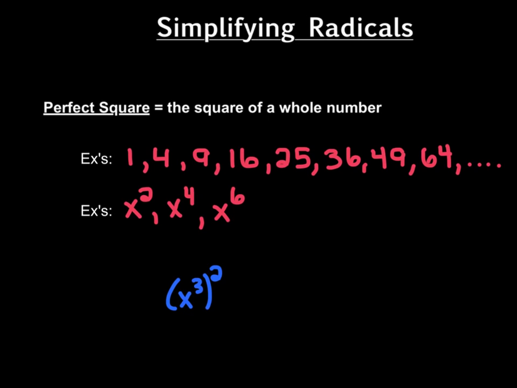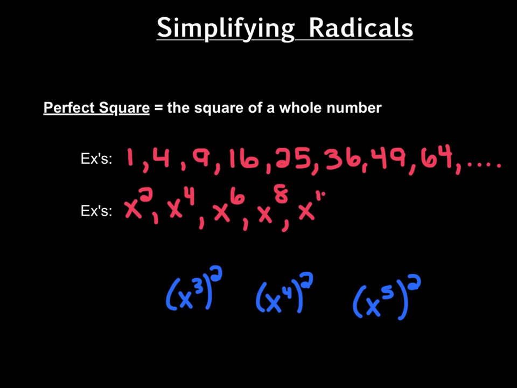Okay, so continuing with that trend, if I said to you, what is x to the 4th squared? Again, when we have a power raised to another power, we multiply these. So that'll give us x to the 8th. All right, keep going. What is x to the 5th squared? That'll give us x to the 10th. And if you notice the pattern going on here, basically, any even exponent is going to be a perfect square. So the next would be x to the 12th, and then x to the 14th, and so on.